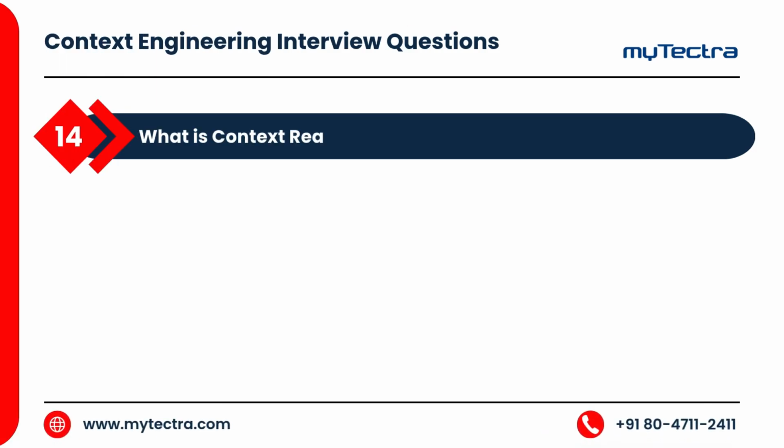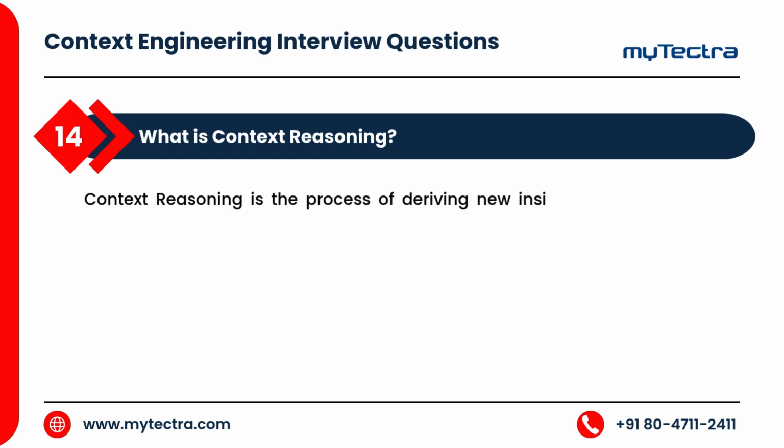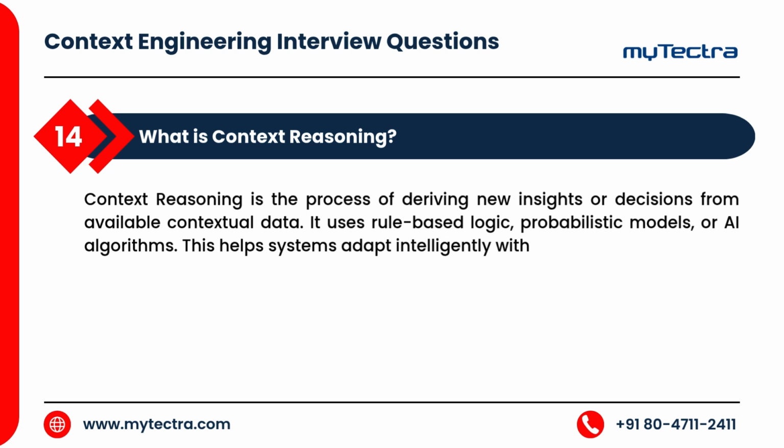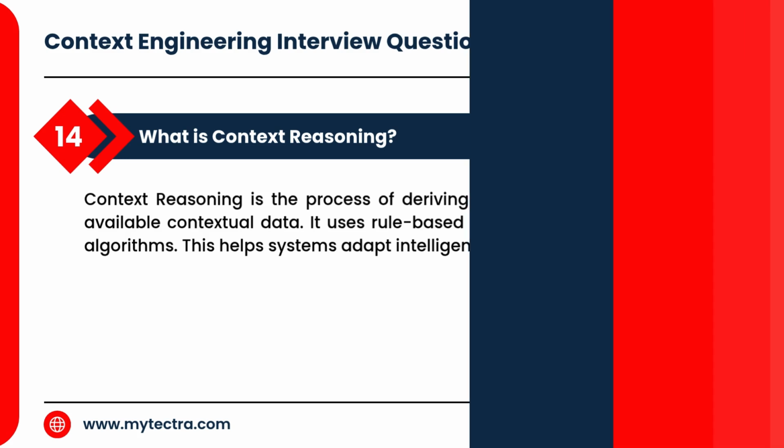What is context reasoning? Context reasoning is the process of deriving new insights or decisions from available contextual data. It uses rule-based logic, probabilistic models, or AI algorithms. This helps systems adapt intelligently without manual intervention.